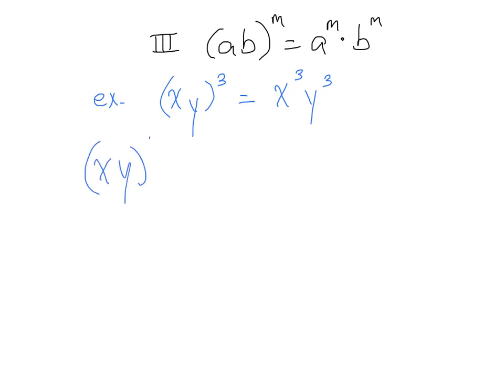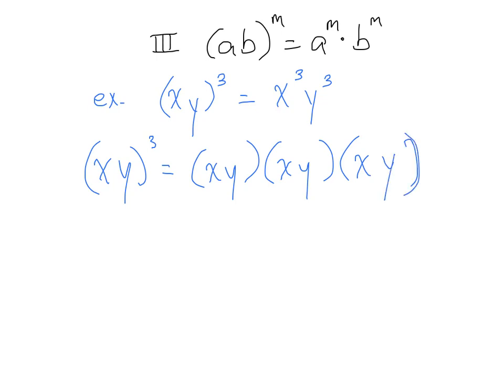xy to the third is actually xy times xy times xy, right? There are 3 of them, xy to the third. And it doesn't actually matter where the x's are and where the y's are. So we can rearrange that to be x times x times x, right? Those 1, 2, 3 x's times y times y times y, which in fact is x to the third, y to the third.